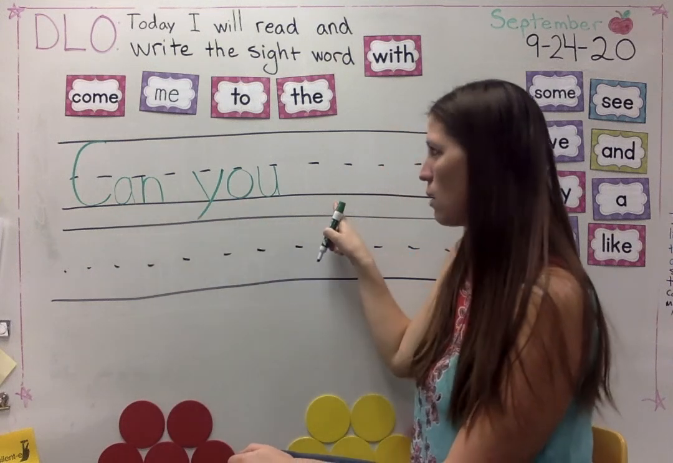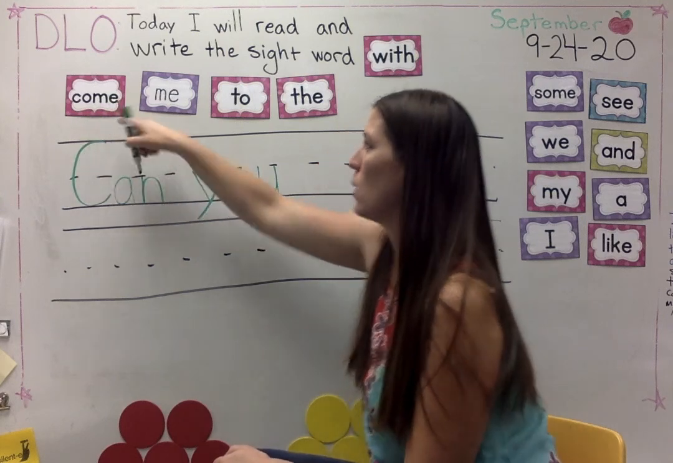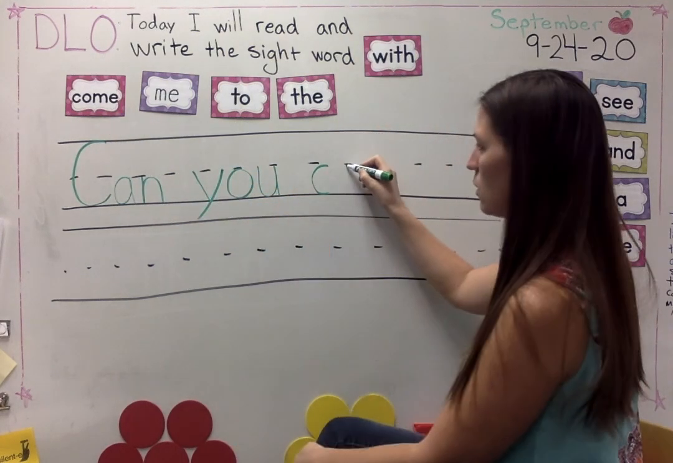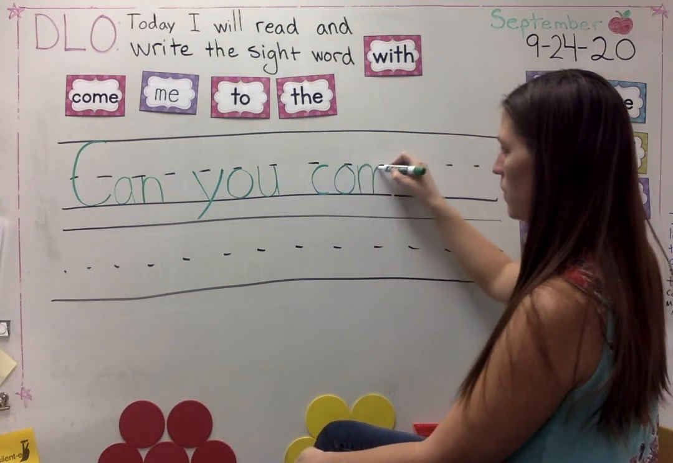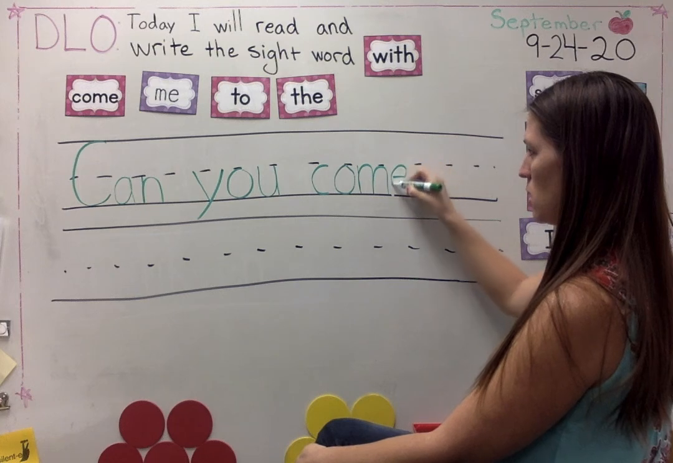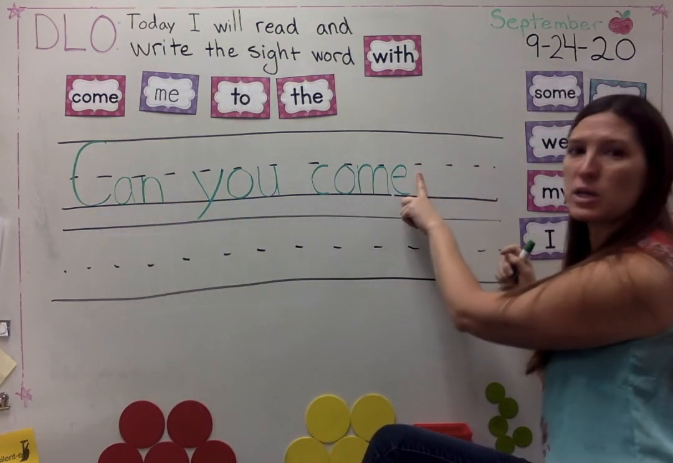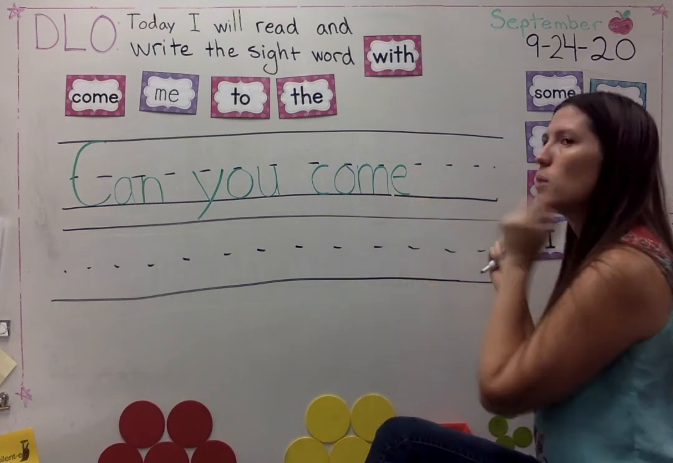Can you come? How do I spell come? Let me look at my sight word card. C-O-M-E. Finger space. C-O-M-E. Can you come to, finger space, to is a short word, it's only 2 letters. I can fit it. To, how do I spell to?